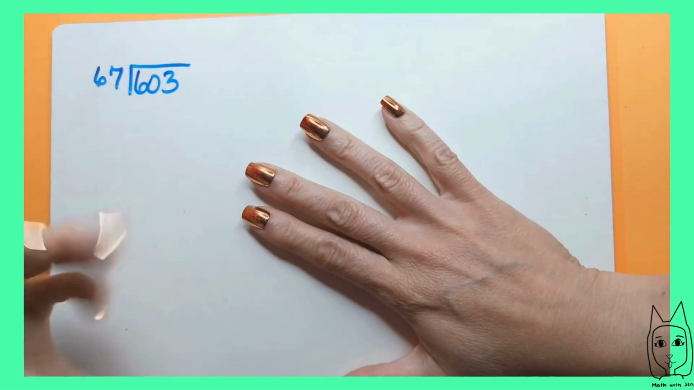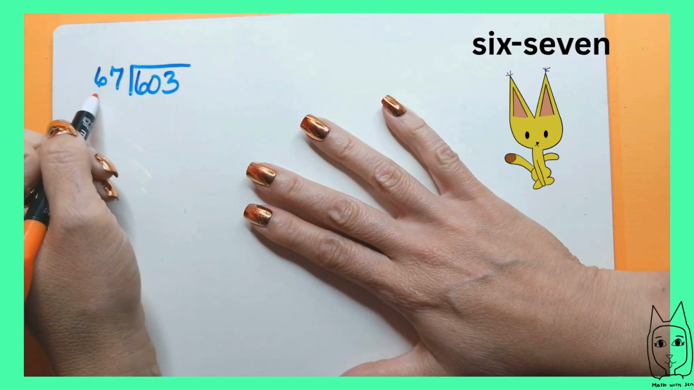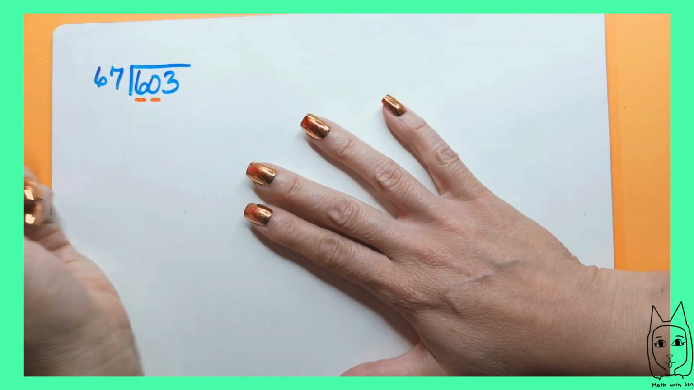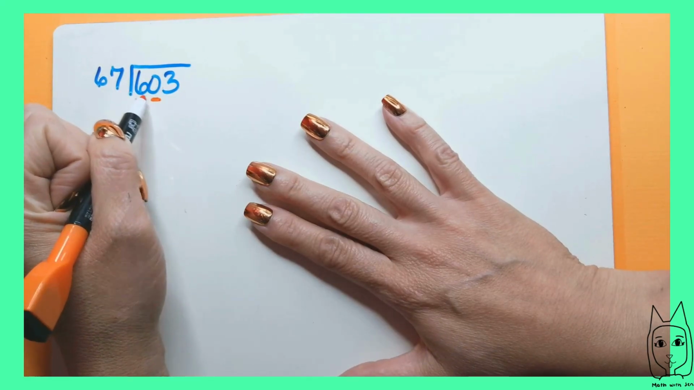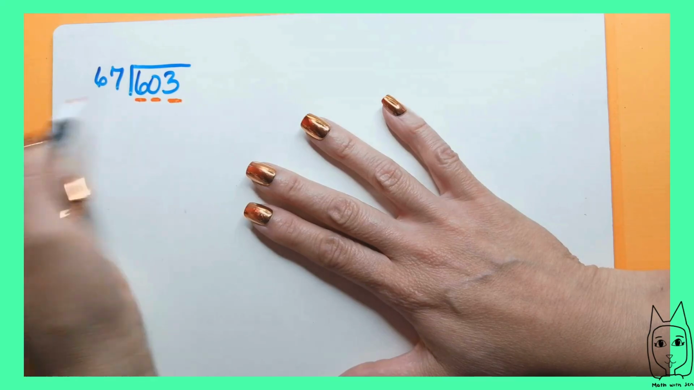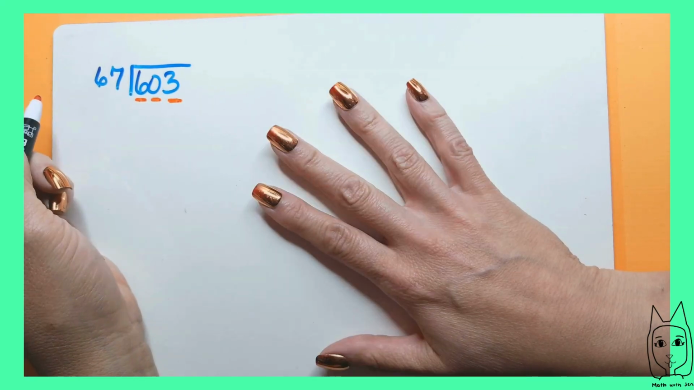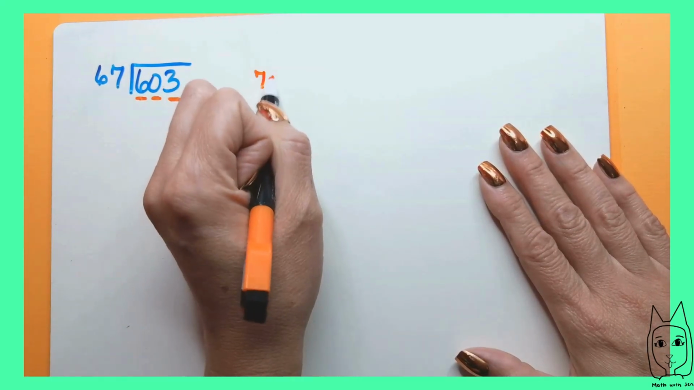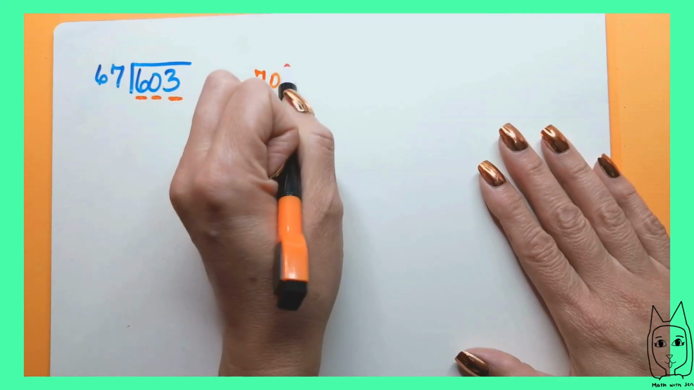What you're going to do is take this number 67, and see how many times it will go into the number. 67 cannot go into 6, it cannot go into 60. We're going to go all the way to 603. We're going to use estimation to help us get started. I'm going to think about this as 70, and I want to think about that 603.